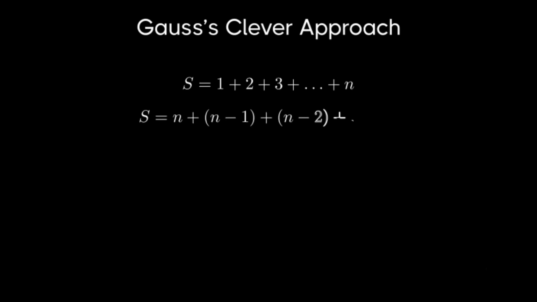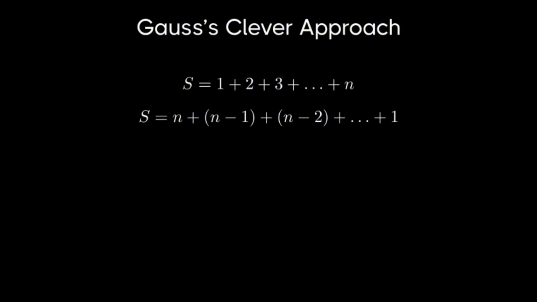Let's explore how the young mathematician Carl Friedrich Gauss developed a brilliant shortcut for finding the sum of the first n natural numbers. Imagine we want to find the sum s of all numbers from 1 to n. Writing it out, we get s equals 1 plus 2 plus 3, and so on, all the way up to n. Adding these numbers one by one would be quite tedious, especially for large values of n. Here's where Gauss's insight comes in. He realized we could write this same sum in reverse order, s equals n plus n minus 1 plus n minus 2, continuing all the way down to 1.